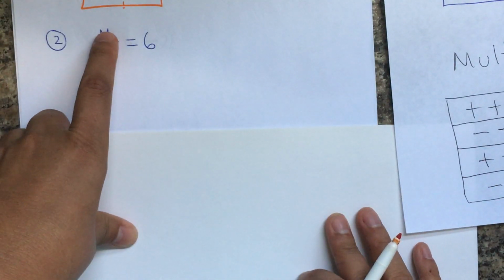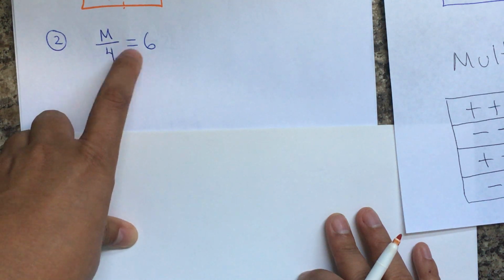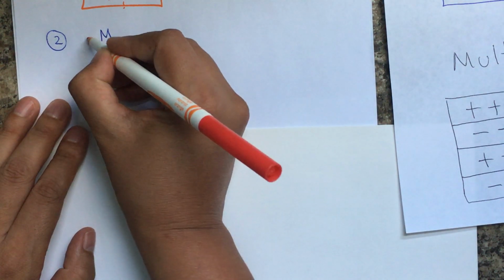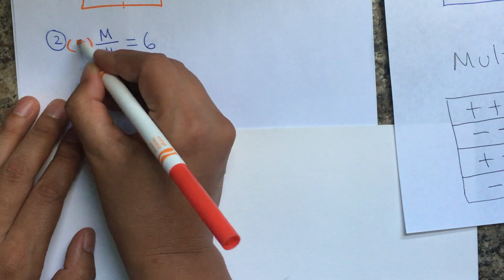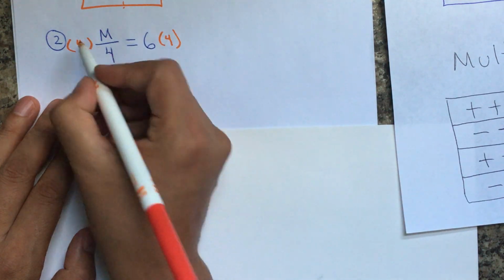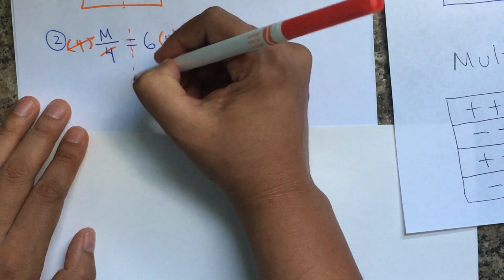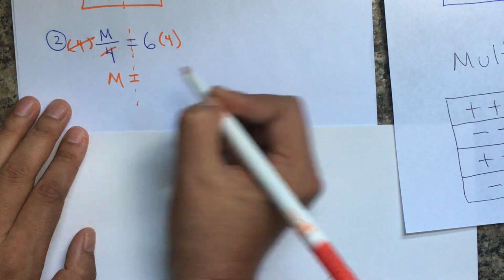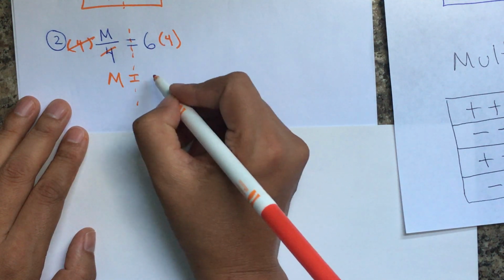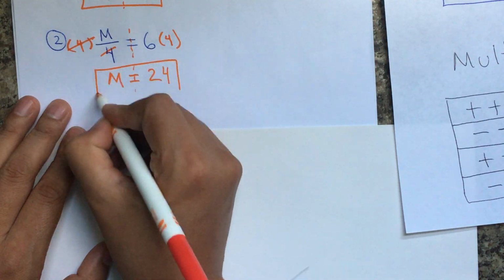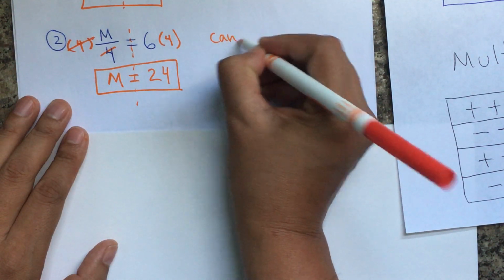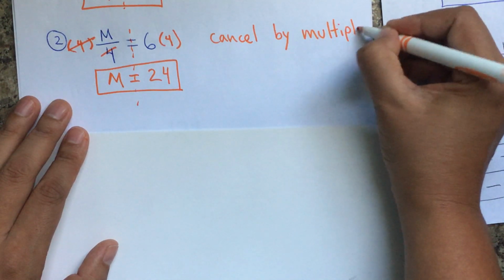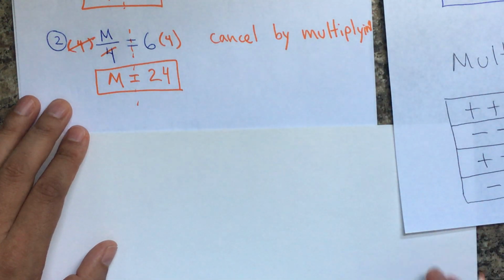And it says, now I have m divided by 4 is 6. The opposite of dividing is multiplying. Okay, so I'm going to cancel by multiplying by 4. This cancels. And so now I have in here, if this cancels, all I have is m equals 6 times 4, 24. So that's my answer. What did I do? I canceled by multiplying.